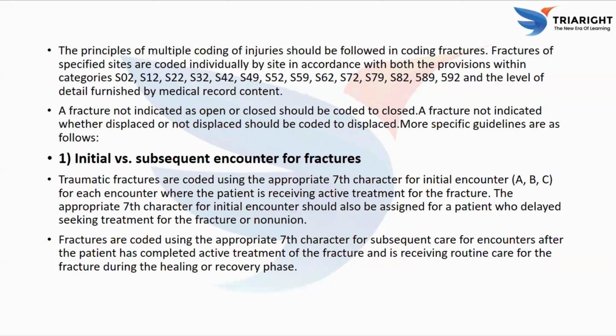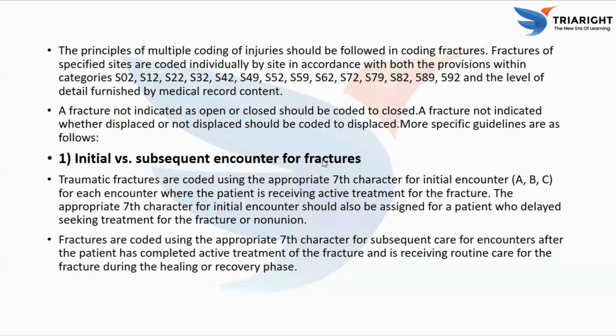So this applies to fractures in categories such as S02, which is for skull and facial bones, S12 for cervical spine, S22 for thoracic spine and ribs, S32 lumbar spine and pelvis, S42 shoulder and upper arm, S52 forearm, S62 wrist and hand, whereas S72 is femur, S82 lower leg and S92 for foot. So you have to code each fracture site individually when the documentation allows.